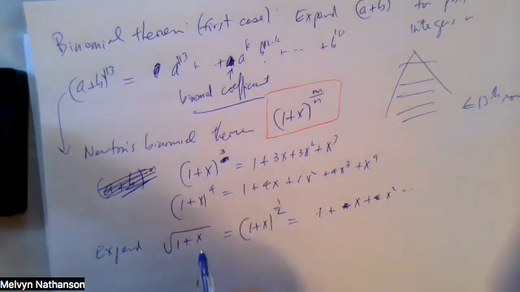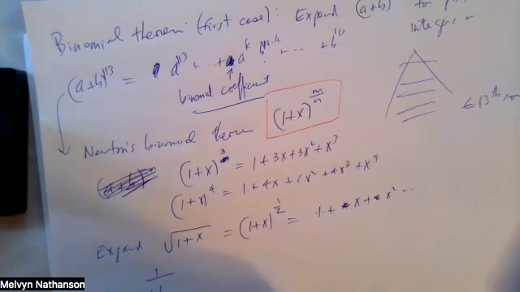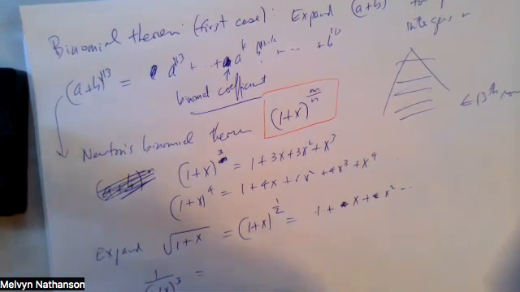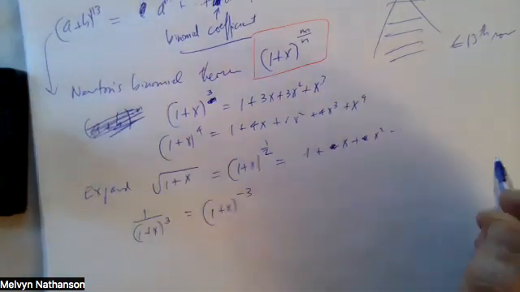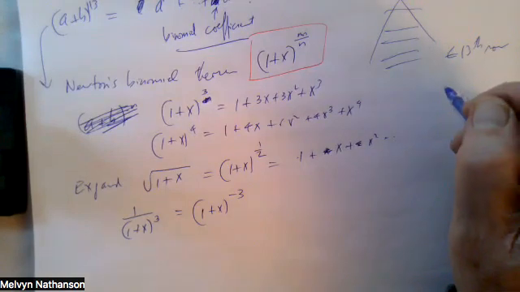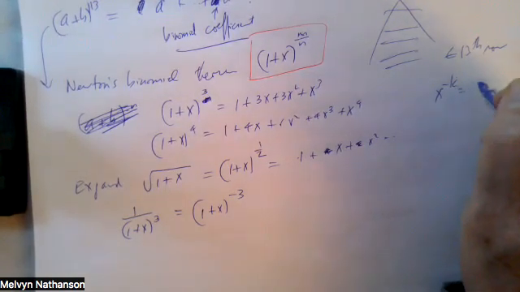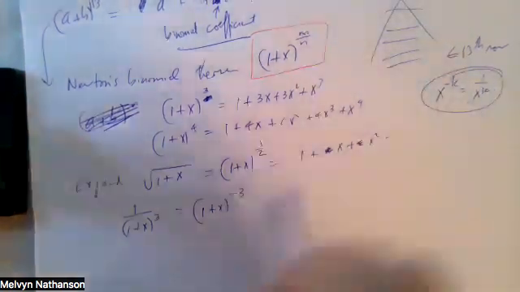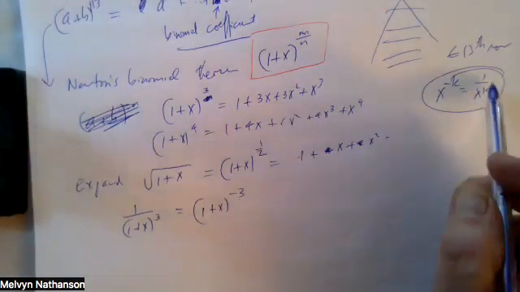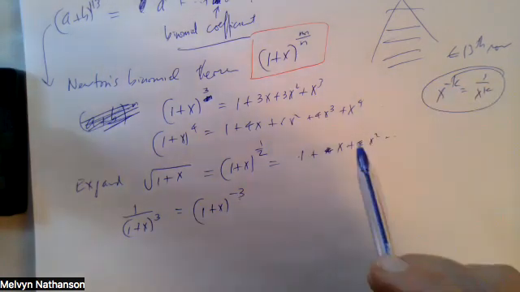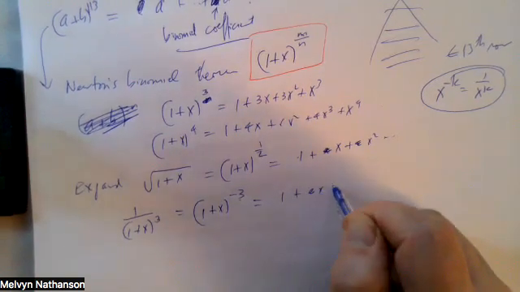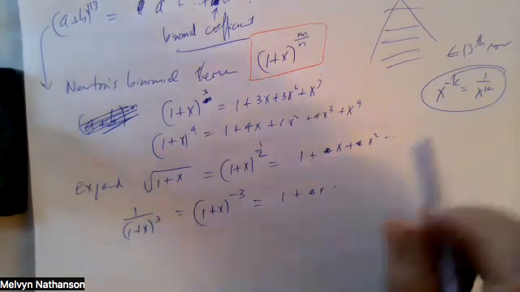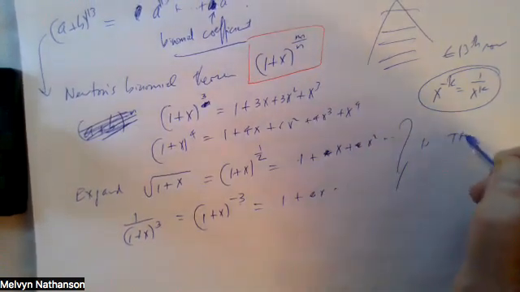Or suppose we had something like 1 over 1 plus x cubed. This is also kind of a binomial. This is 1 plus x to the power minus 3. Because I remind you that in general, x to the minus k means 1 over x to the k. So a negative exponent means the reciprocal of x to the positive exponent, right? Can you write this as 1 plus something times x and so powers of x, right? Is this possible?